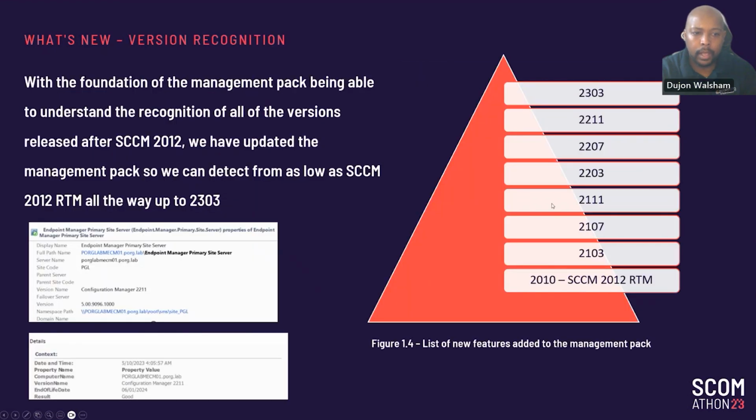So again, the version recognition. It can recognize everything from SCCM 2012 RTM all the way up to 2303. I pretty much summarized it between 2010 to SCCM, because there might not be too much space if I was to list every single build version for configuration manager. So I thought I'd just have a quick way of summarizing everything in that way.